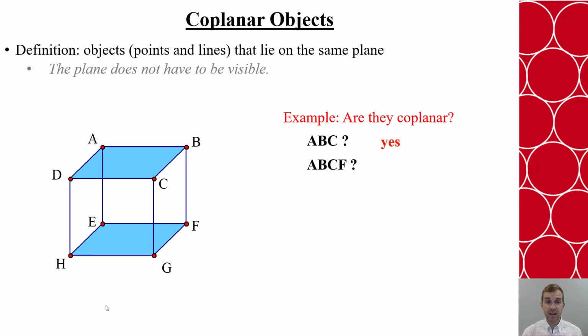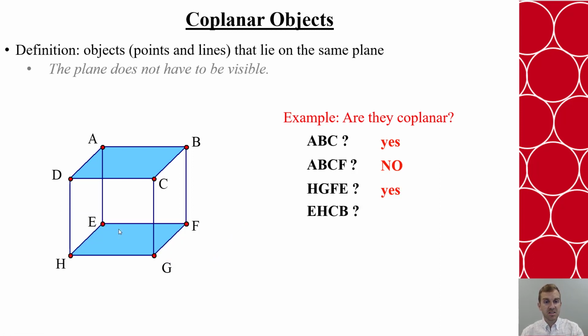A, B, C, and F. Well, if we think about there was A, B, and C, but F is down here by itself. It does not lie on this plane, so they are not coplanar. H, G, F, E, well, that's that bottom plane in the image, and all the points are contained within that plane, so yes, they are coplanar.